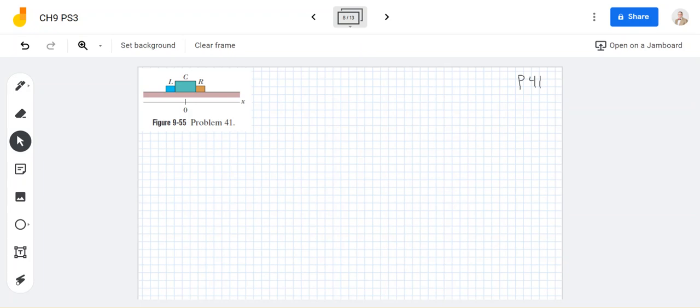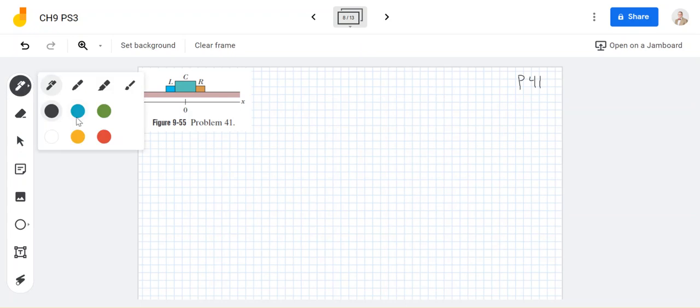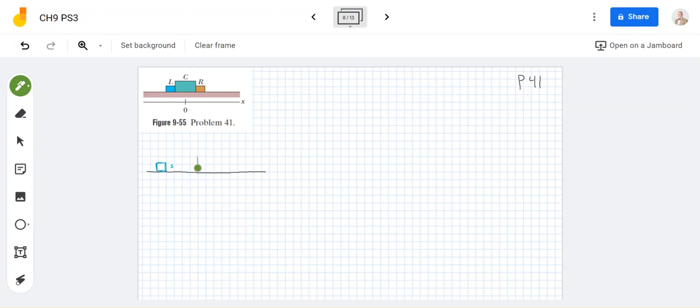So when we look at this, what we're going to end up with after the first explosion is our little box over here, which we'll call L, moving that way, and then these two blocks over here are moving the other way.